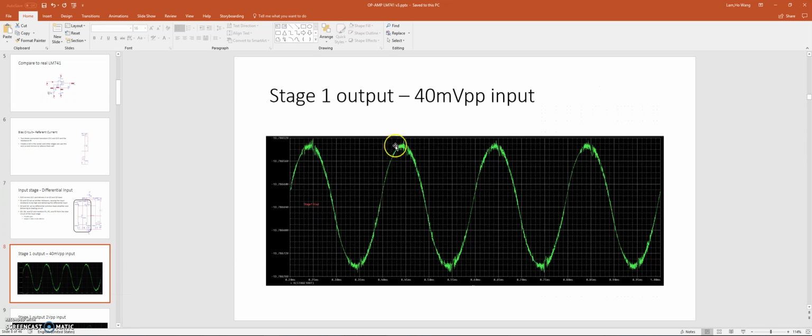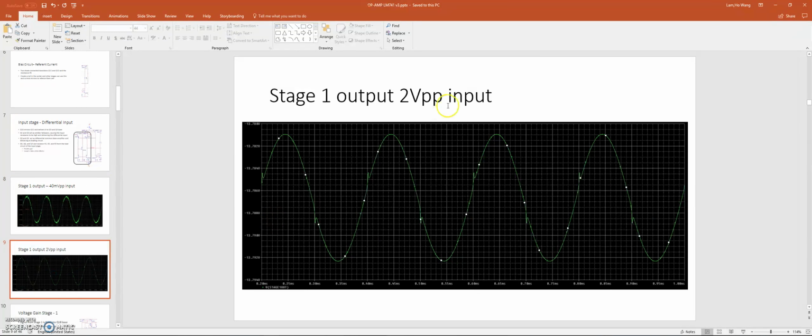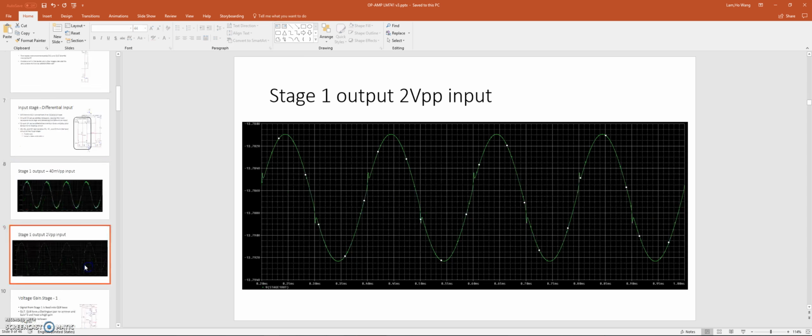So after stage 1, this is the output. We can see it's a bit noisy, and we have a 40 millivolt peak-to-peak input, and right here we have a little bit more than 20 peak-to-peak output. So this is around 0.6 of gain. Let's see if we put in a 2 volt peak-to-peak input. If we put in a higher peak-to-peak input, the noisiness gets reduced. We are getting a better image. But this is the first stage, so things will get figured out later.